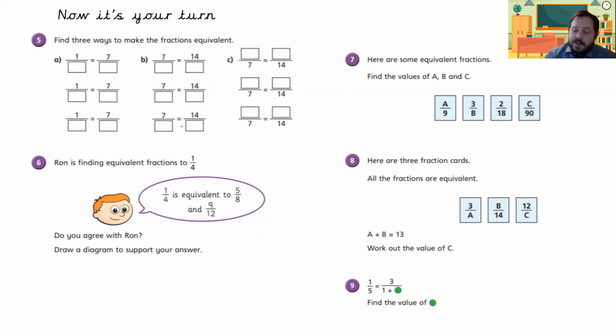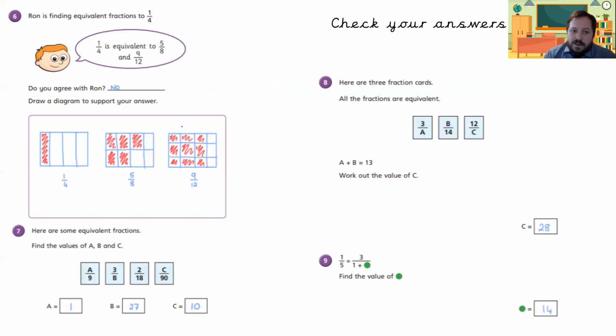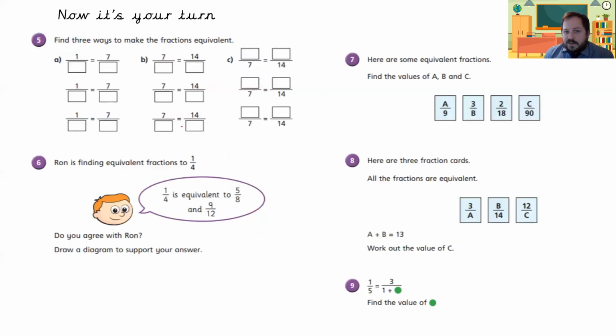Okay, here are your answers. So number 5 is interesting. I'll talk it through before we go on to the answers. What you have to think about is what you've done here.